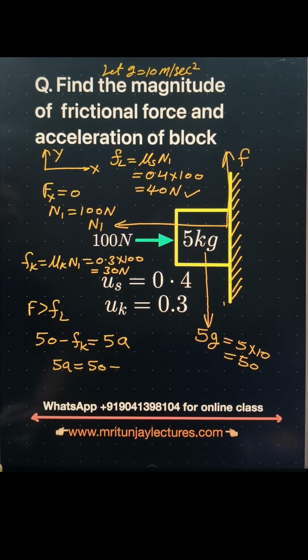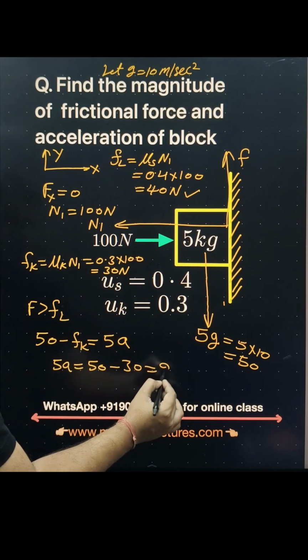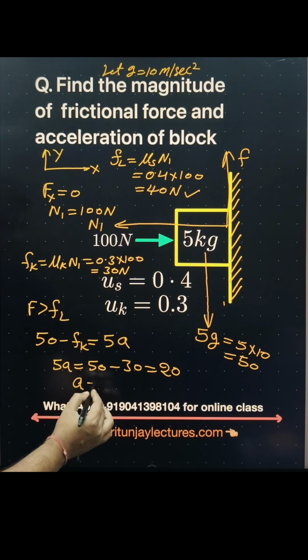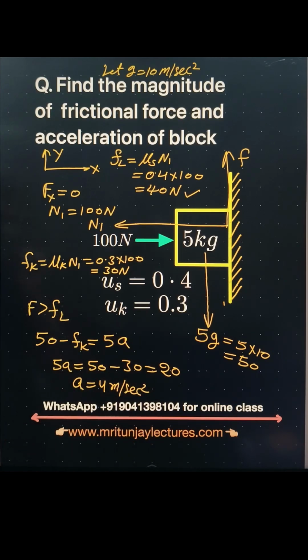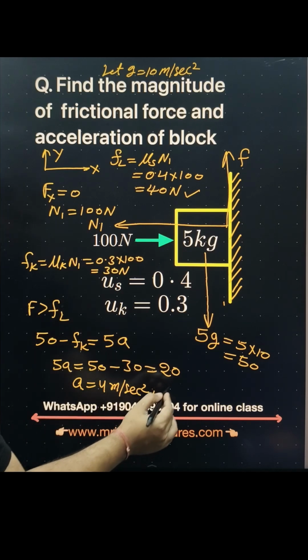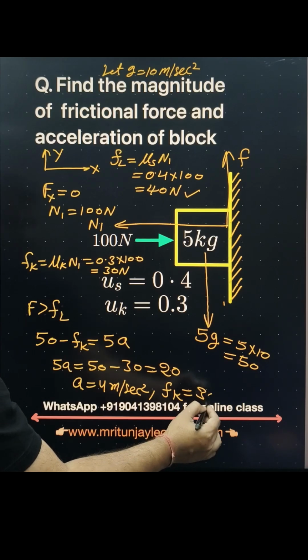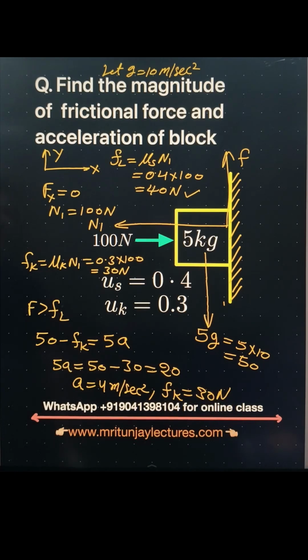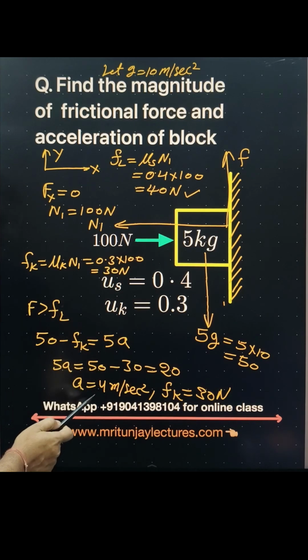Fk is how much? 30 Newton. So 50 minus 30, we got 20 Newton. Clear? So A will be equal to 4 meter per second square. So the acceleration of the block is how much? 4 meter per second square, in the downward direction. And what about frictional force? During motion, which frictional force acts? Kinetic friction, so 30 Newton. So the frictional force is 30 Newton and the acceleration of the block in the downward direction is 4 meter per second square. That is the right answer.